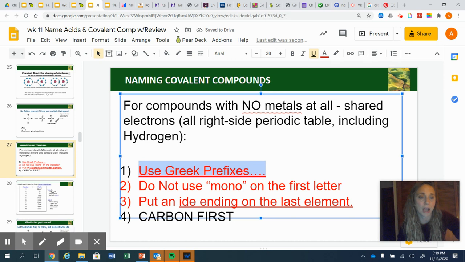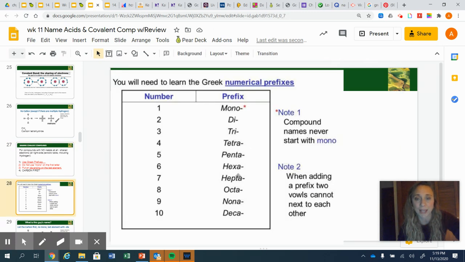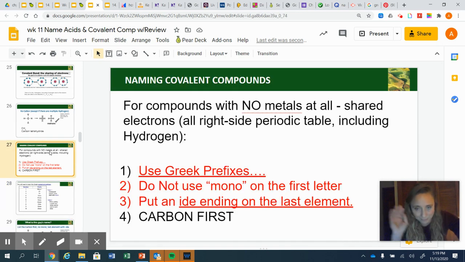We have mono, di, tri, tetra, penta, hexa, hepta, octa, nona, deca. And then I think we have undeca for 11, dodeca for 12. Okay, don't memorize it if you can't. It's fine. Now, the only exception is on the first element: if it's one single element in the formula, don't put mono on it. Drop mono on the first element, all right?